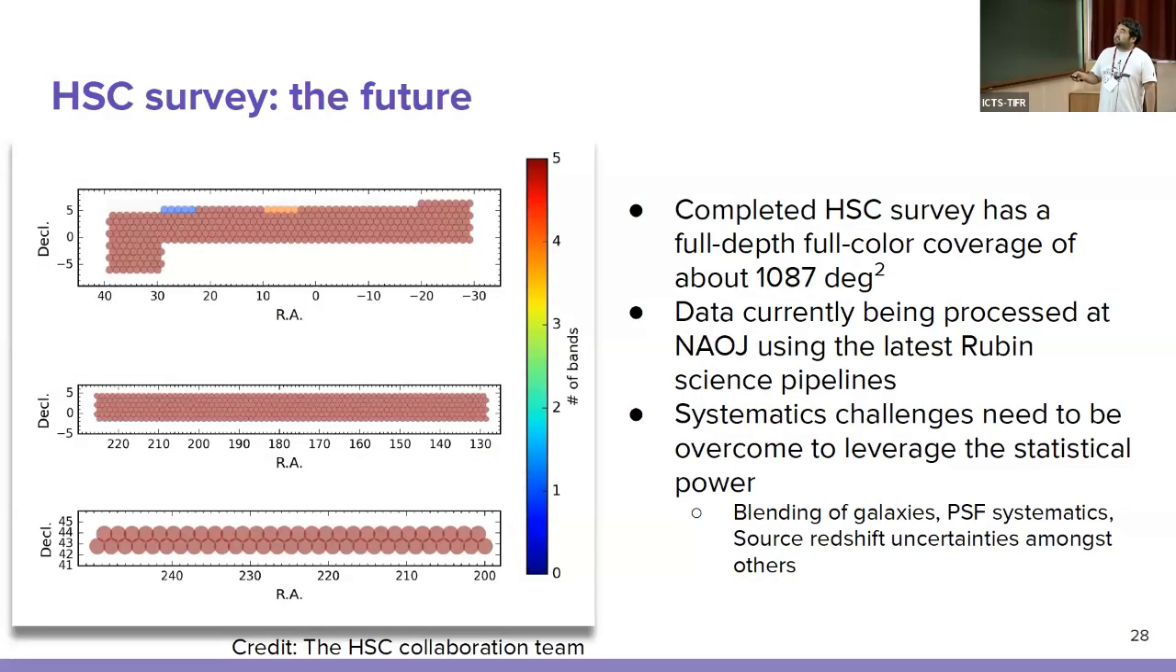For the future, we have completed the full HSC survey, which is about 1,100 square degrees. Data reduction is now being processed at NAOJ using the latest Rubin science pipeline. But in this regime, we will also face some systematic challenges like those listed here. Since I'm running out of time, I'll stop here.